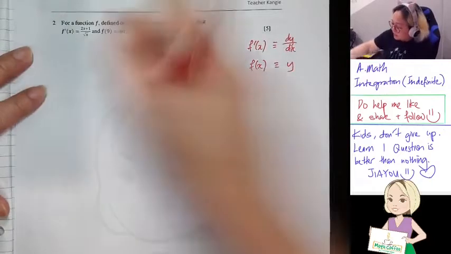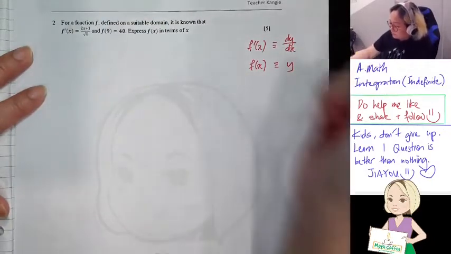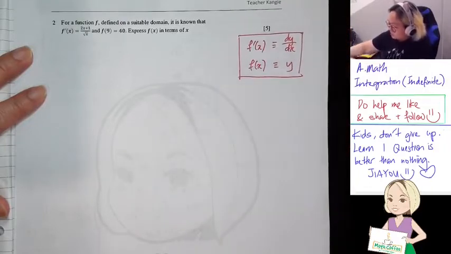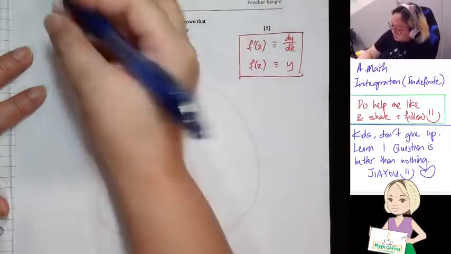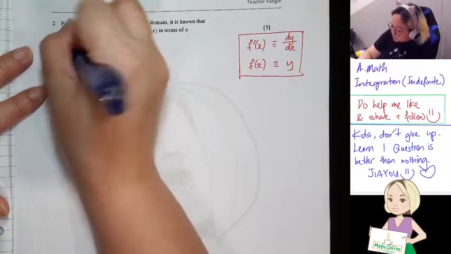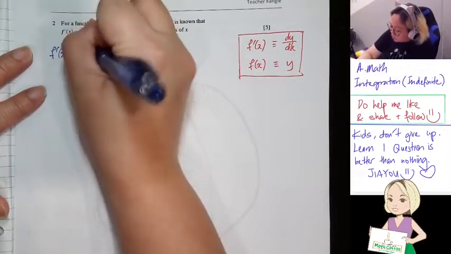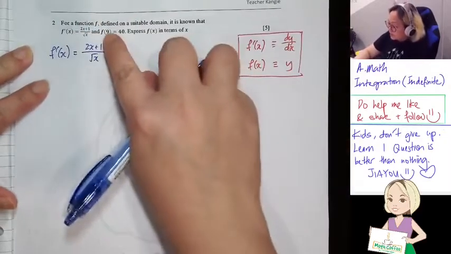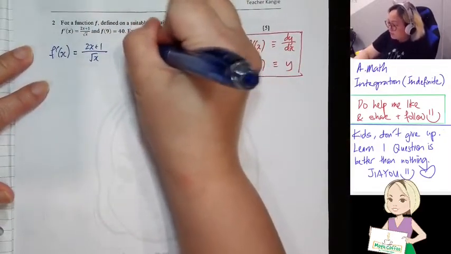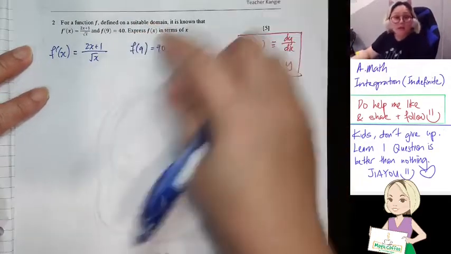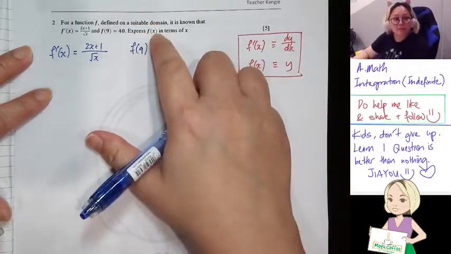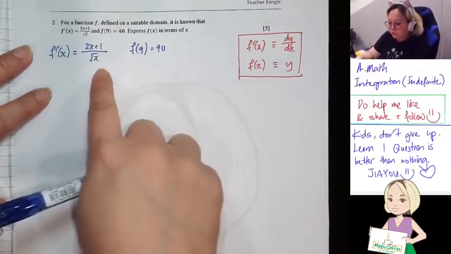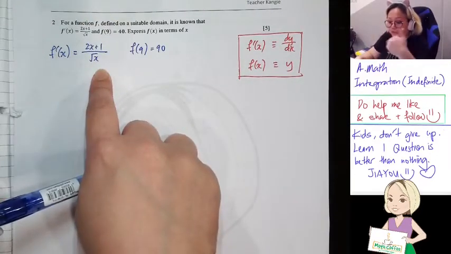so I can write this here so that it's easier to see. F prime x, they wrote it as 2x plus 1 over square root x. Then they tell us the additional information is f of 9 equals 40. They want you to find what is f x. So this is dy dx, so actually what they want you to do is integrate.